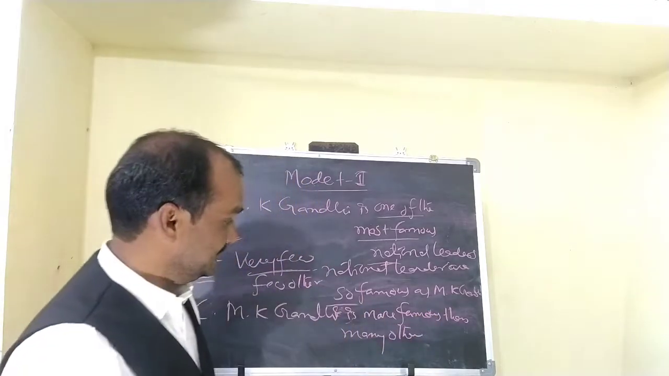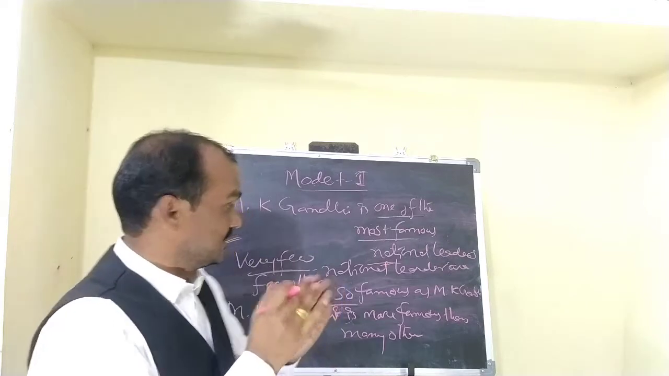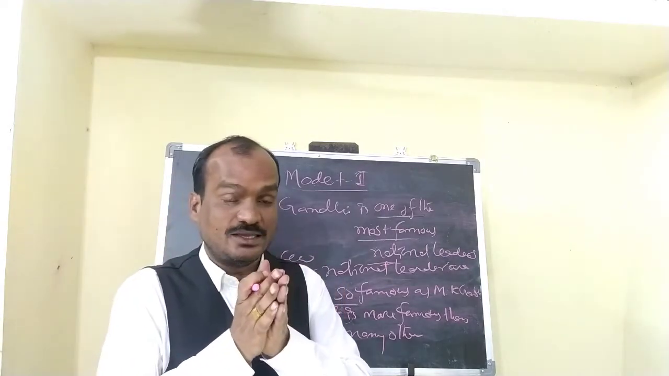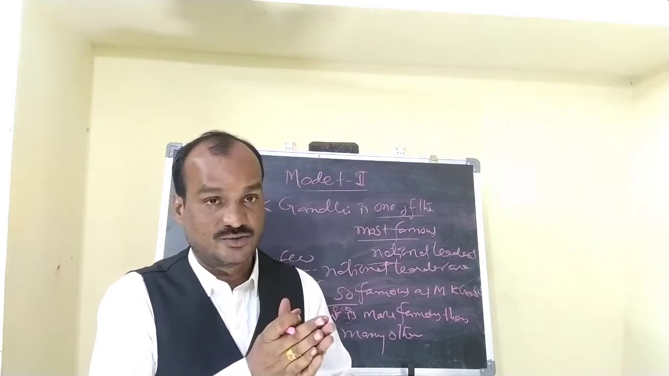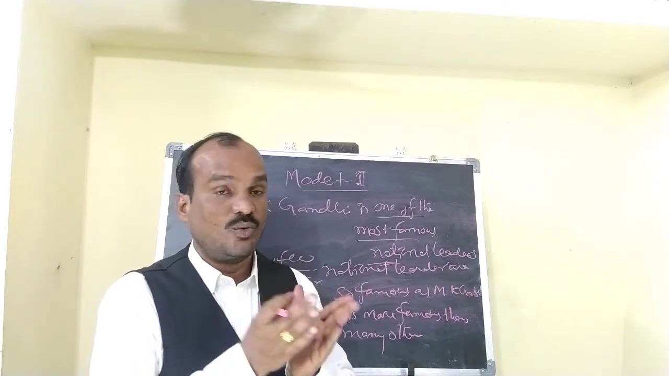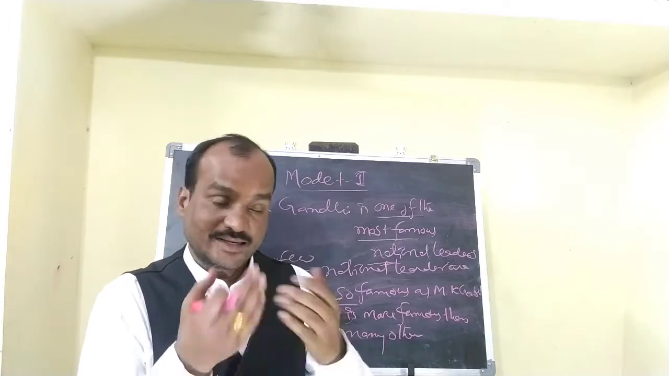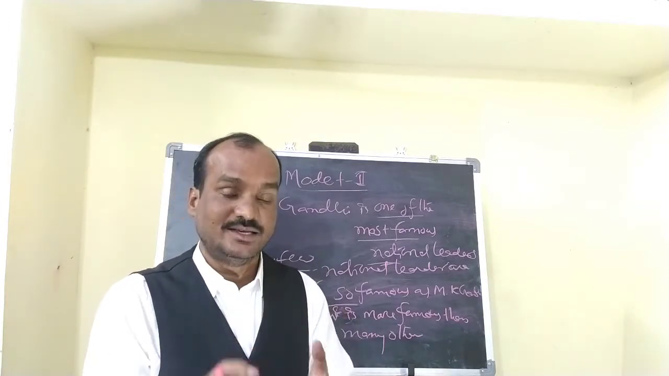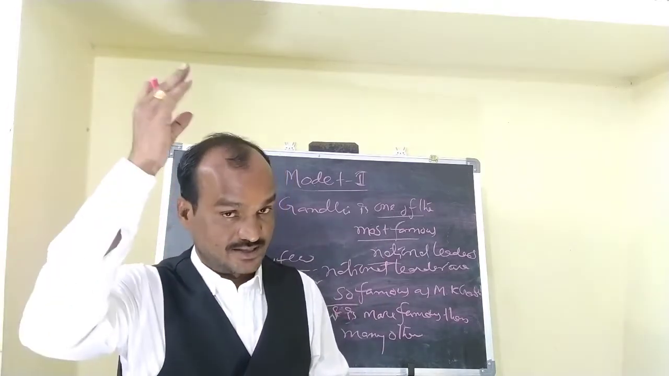There in model 1, if MK Gandhi is the only famous one, if the question is asked like this, MK Gandhi is the most famous national leader, then no other national leader is so famous as MK Gandhi, right? And in the comparative degree, MK Gandhi is more famous than any other national leader. That comes under model 1.